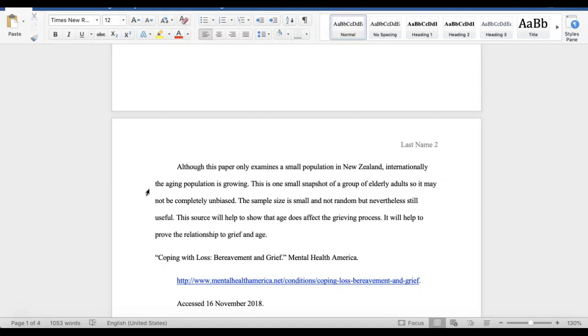Also notice that even though she's talking about her own project, she doesn't say, I will use this source or this source will help me to show. It's still in that third person academic point of view. So we're not going to use first person here.